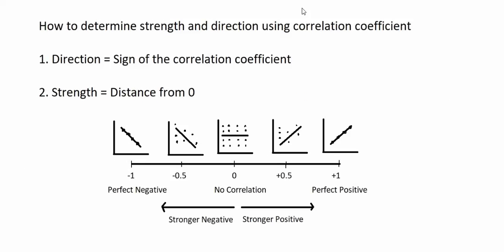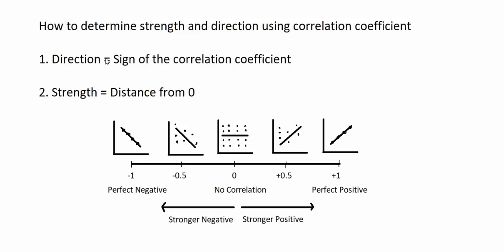Let's now talk about how to determine the strength and direction of a correlation using the correlation coefficient. So I said that the correlation coefficient is a statistic. It has a formula, and we're not going to cover the formula in this video. We're just going to cover how to interpret the correlation coefficient.